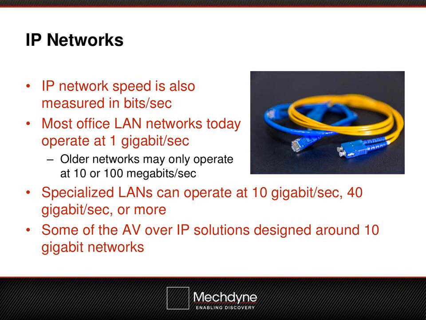Now, of course, the technology trend marches on. You're going to see 10 and 40 gigabits per second become very common at some point in the near future. But for now, it's still semi-specialized as a special video bitrate or network bitrate. Some of the AVoverIP solutions are designed around that 10 gigabit network. There's a whole infrastructure, a host of manufacturers that are designing their AVoverIP solutions around this specialized 10 gigabit network.